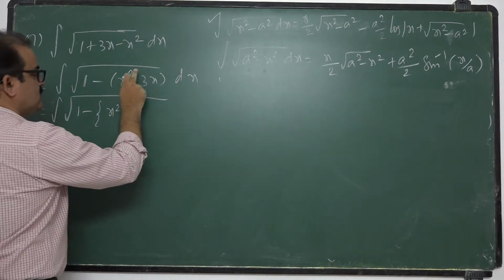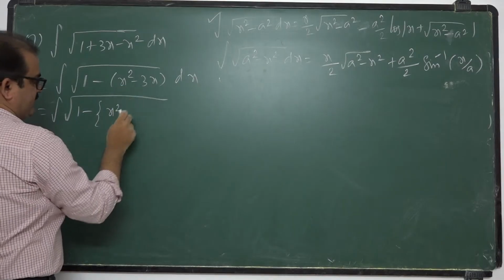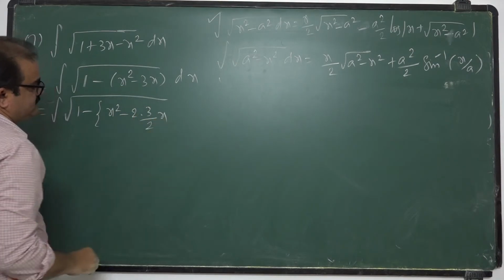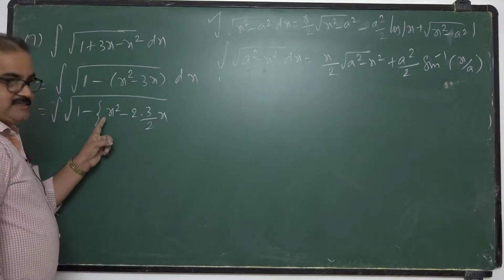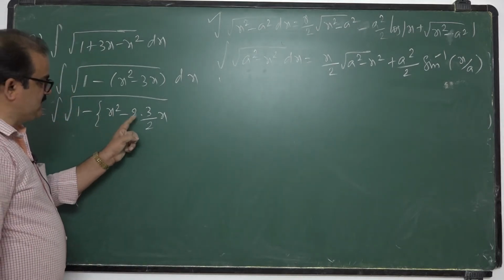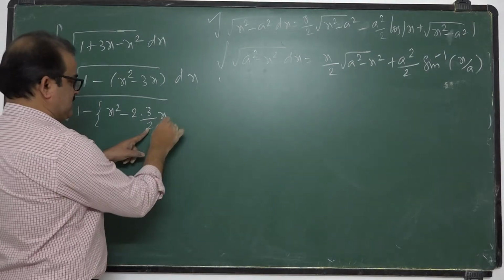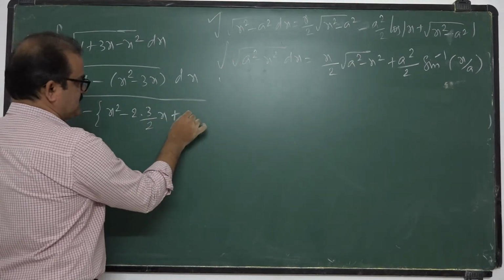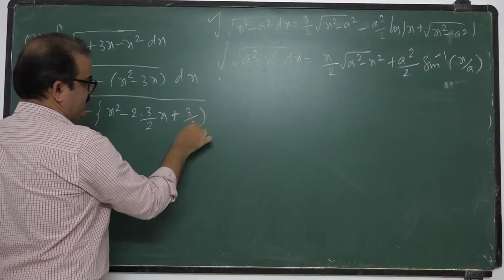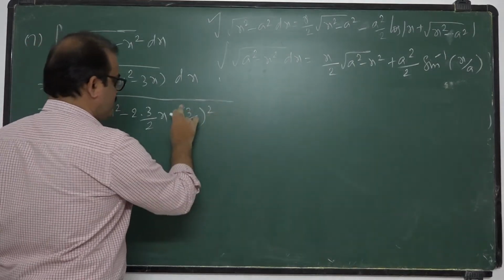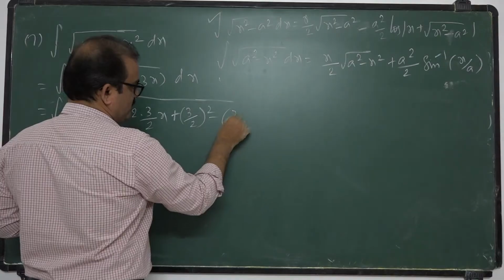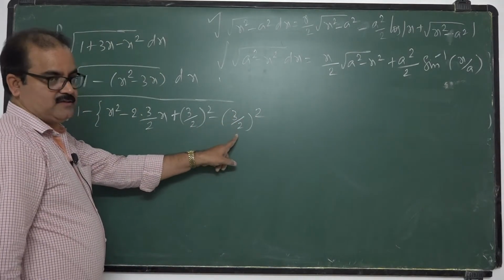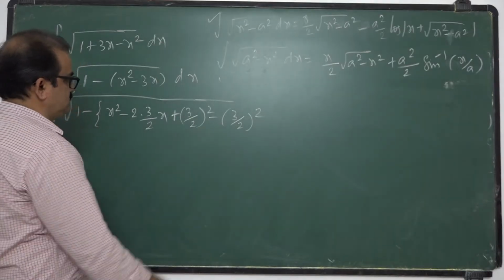Now see, we write it as x square minus 2 into 3 by 2x. It is in the form of a square minus 2ab. Write plus b square. What is b here? 3 by 2 plus b square, 3 by 2 whole square. If you add, then you must subtract. If you add one term, then you subtract that same term.